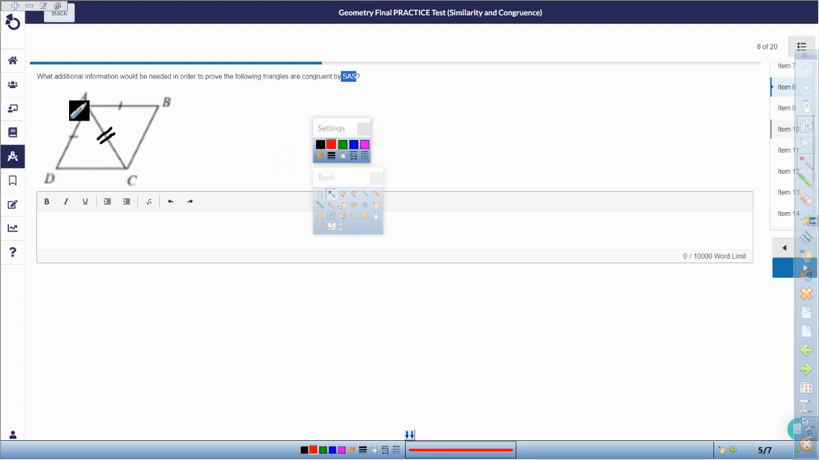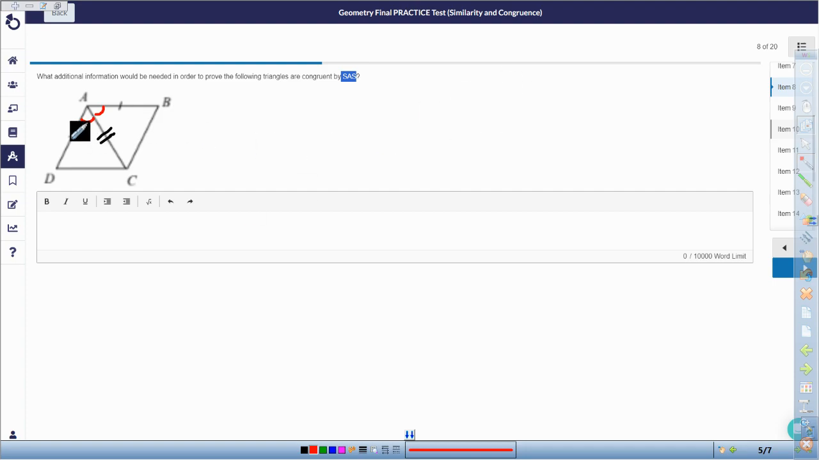Remember, side angle side, this would have to be one of our angles, and on the other triangle, it would have to be between the two sides. These would need to be my two congruent angles. This information that I just put on the triangles is what you need to write as your sentence. Everybody's going to have a slightly different answer, but that's what I'm looking for.